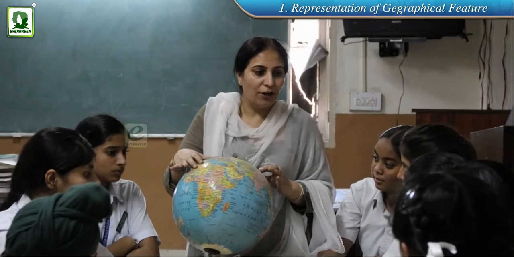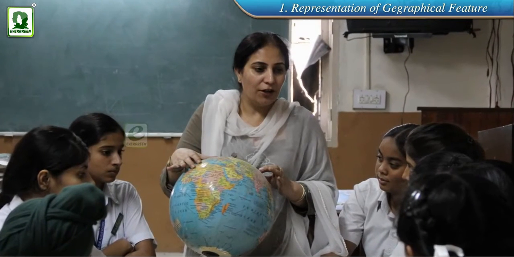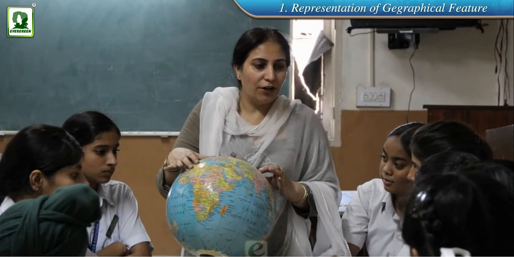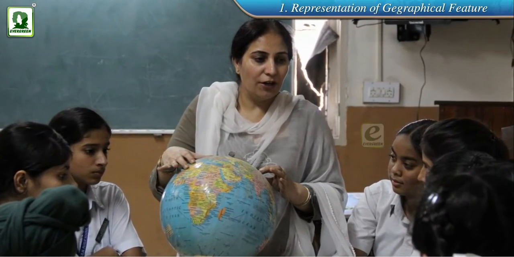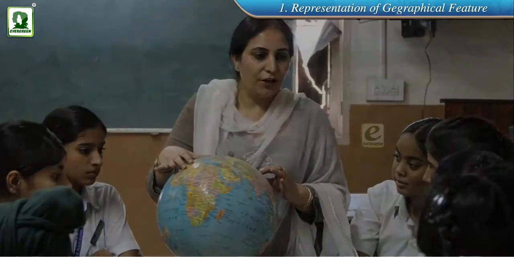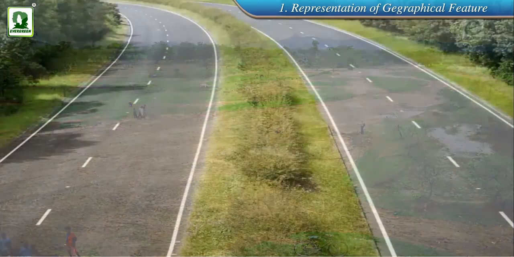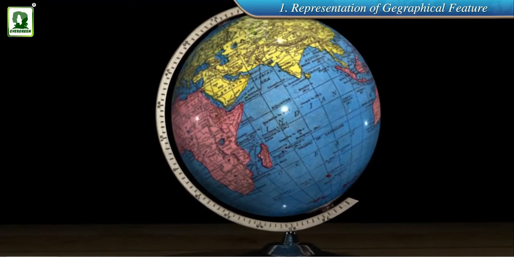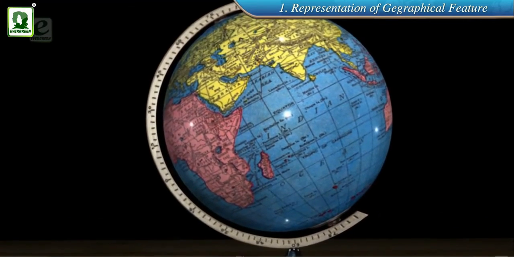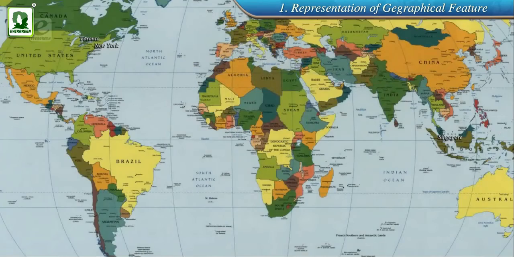But there are some other difficulties in the use of globes. One cannot see the entire surface of the Earth at a glance on the globe. Moreover, detailed information about landforms, roads, railways, towns and villages, etc. cannot be obtained on a globe. For such detailed information, we depend upon maps.